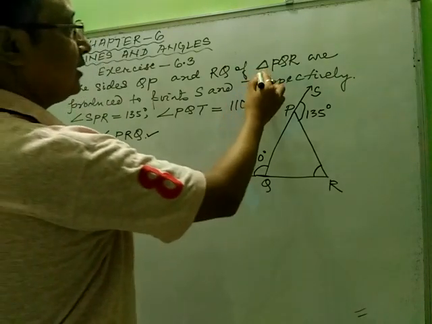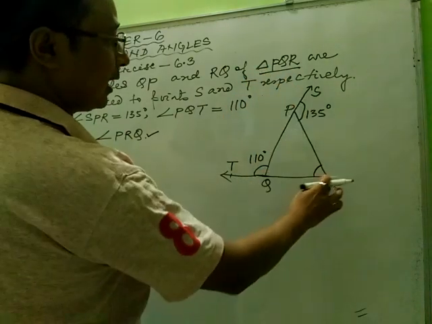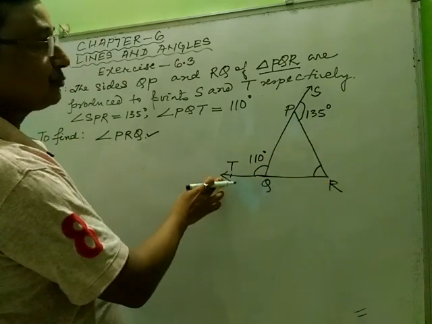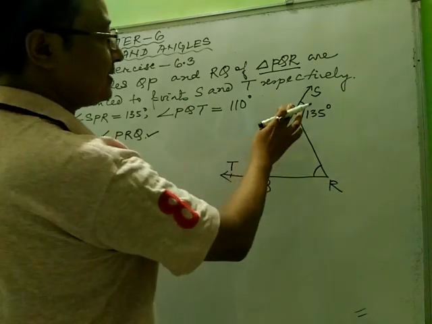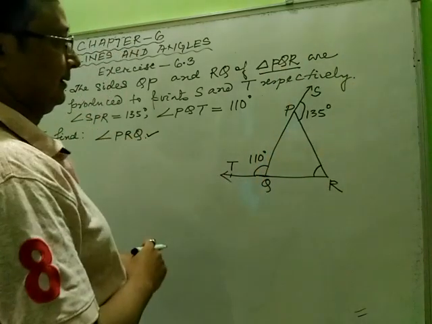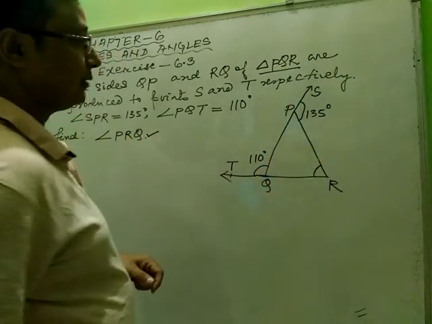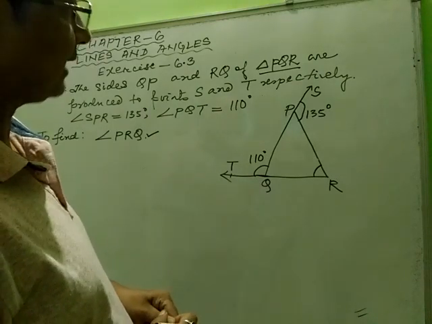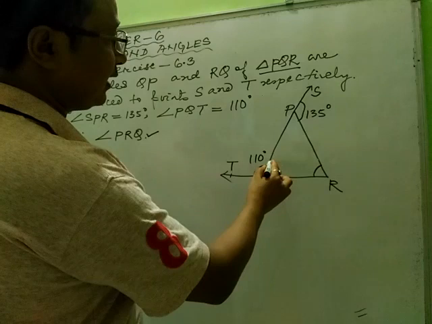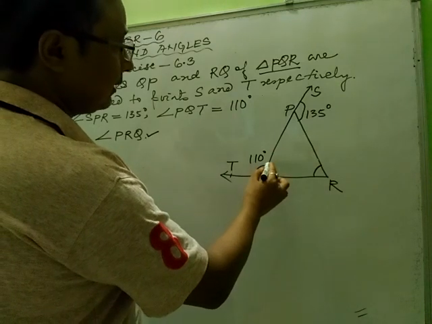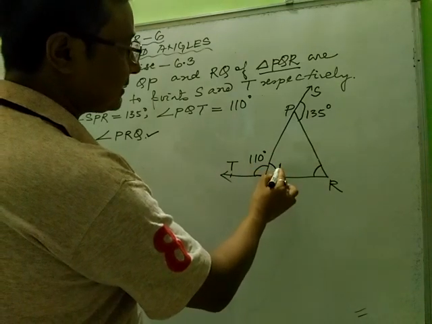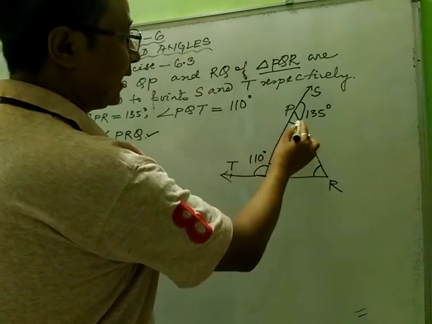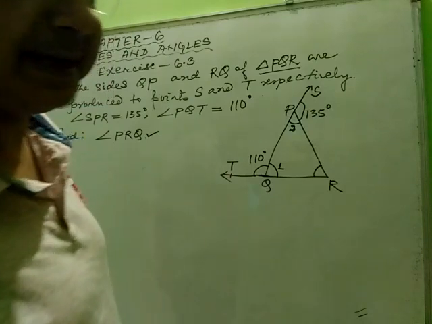Now here the triangle is PQR. The side RQ is produced to T, extended to T, and the side QP is produced to S. Now to get this angle, there are so many ways of doing. You can take like this. Let us take this one as angle 1, and you take this as angle 2. You can just name it.